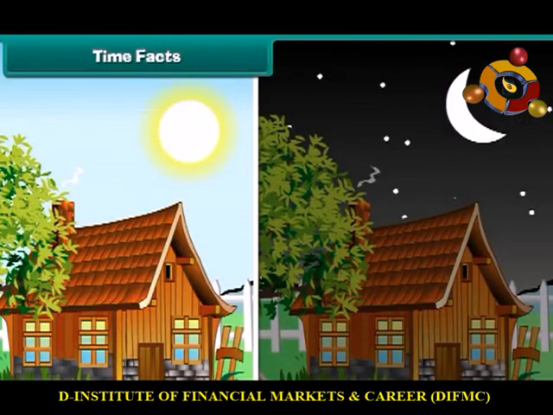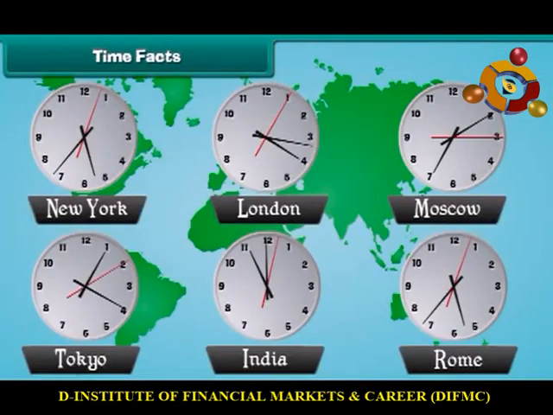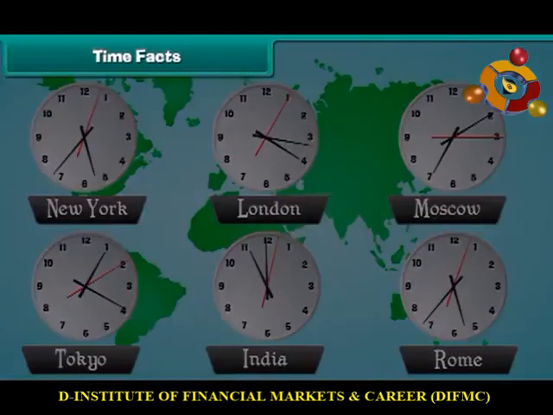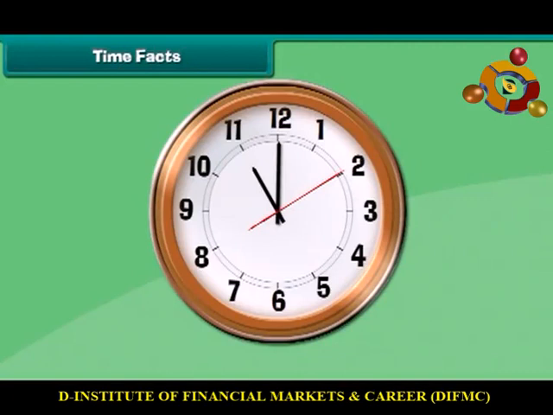As we just saw, at some places it is daytime and at others it may be night. Time changes when we move across the world. A clock is used to read time. As you see, a clock has three hands. The short hand tells about the hour, the long hand tells about the minutes, and this thin hand tells about the seconds.